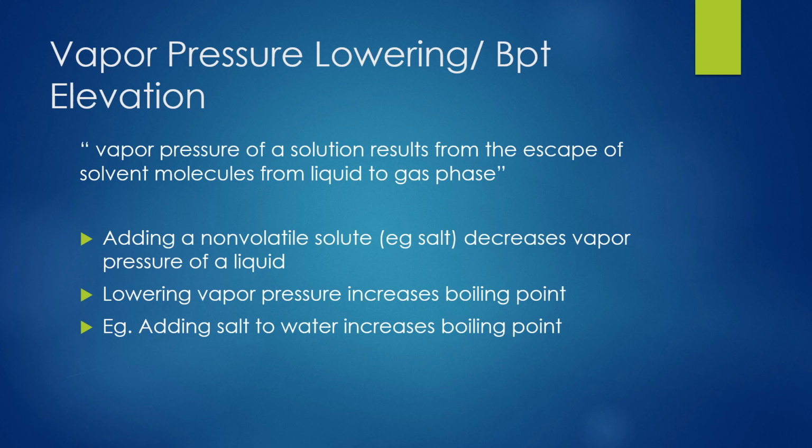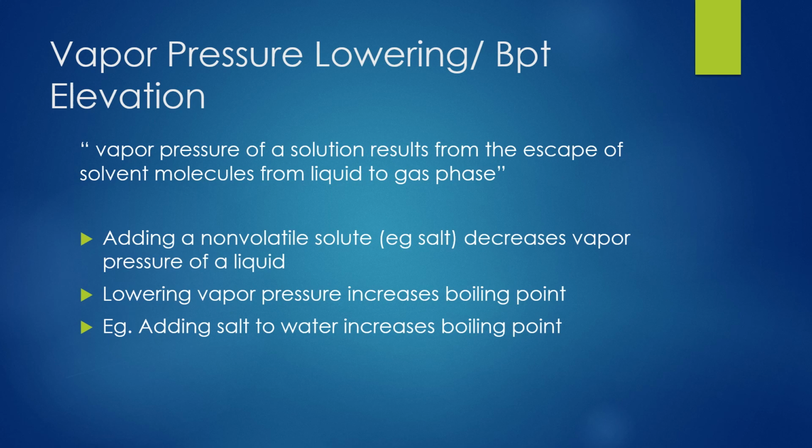So we're going to talk about vapor pressure lowering and boiling point elevation. These 2 colligative properties we're bringing together because they go hand in hand. Vapor pressure results from the escape of solvent molecules from the liquid to the gas phase. So what that means is the vapor pressure affects how many molecules go from liquid to gas. Think of boiling water on the stove. Water is a liquid. When you boil it, some of those liquid water molecules go into gas water molecules, or water vapor, it's often called, right?